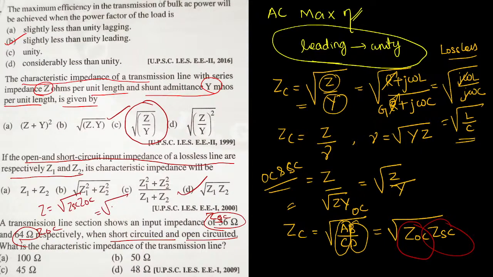So what did we substitute inside the root? 36 into 64. Taking 36 out of the root gives 6, taking 64 out gives 8. It will be 48. So what is the correct answer? 48 ohm is the correct answer. Option D. It's very clear now?